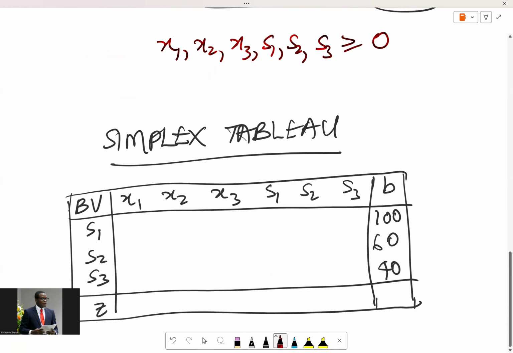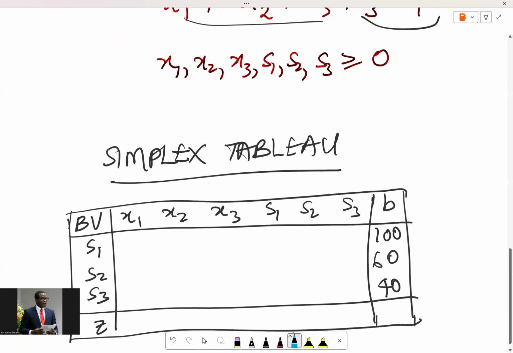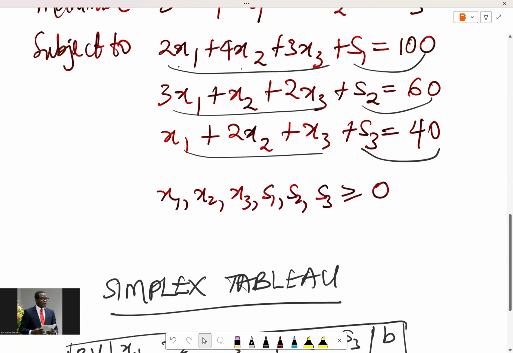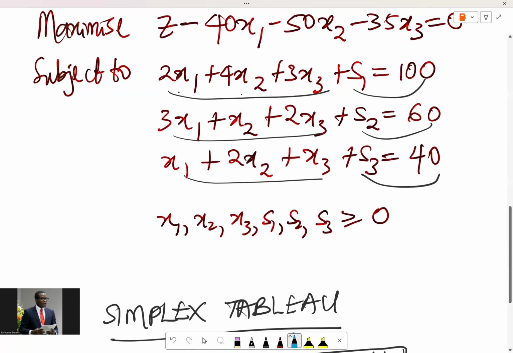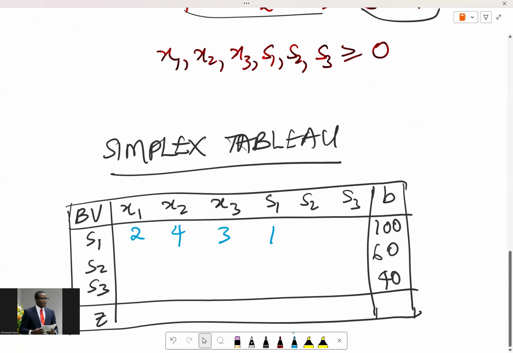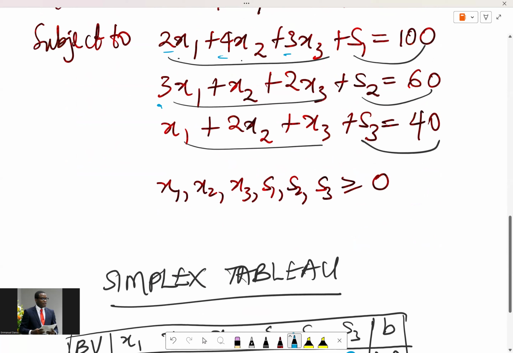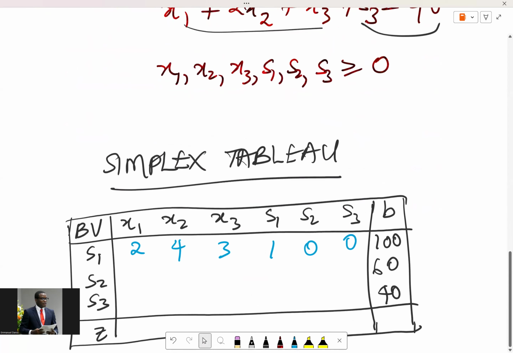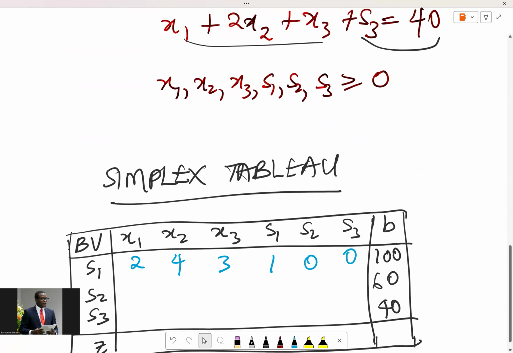But then we need to put in the other values, which are simply the coefficients. For X1, X2, X3 we have 2, 4, 3, then S1 is 1. So 2, 4, 3, 1. In the first constraint, only S1 is there, S2 is not there, so the coefficient will be zero. Then for the second constraint, we have 3, 1, 2. And S1 is 0, S2 is 1, and S3 is also 0.